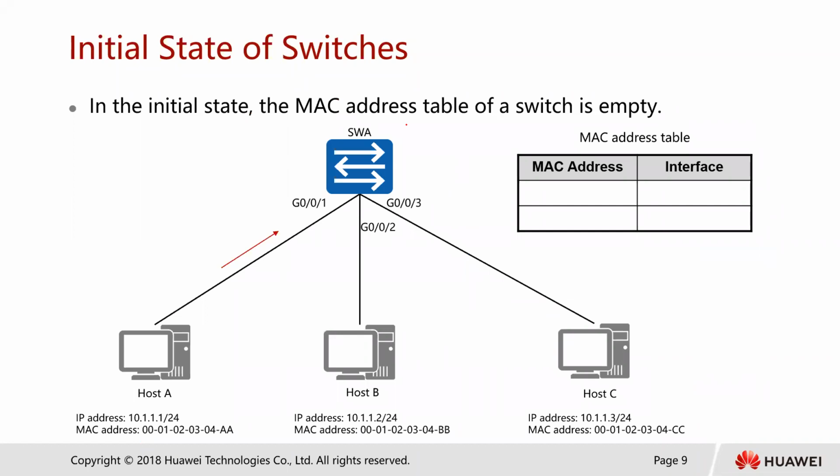Those are some of the states of the switch. The initial state is that the MAC address table is empty on our switch. It has not learned any MAC addresses in our network. So as host A tries to send a packet to communicate with other hosts.